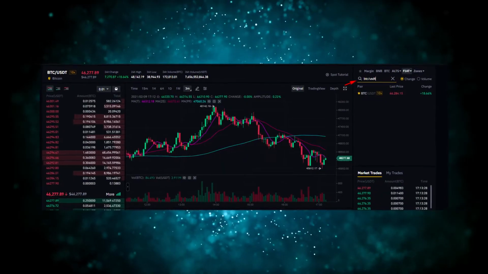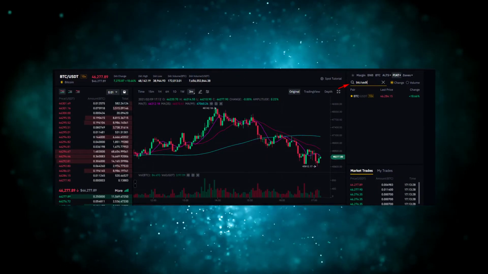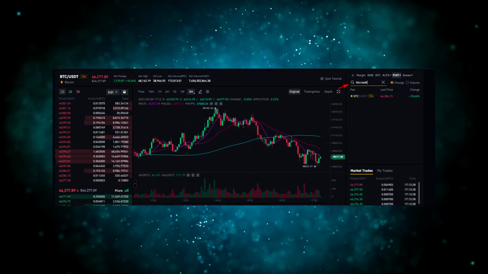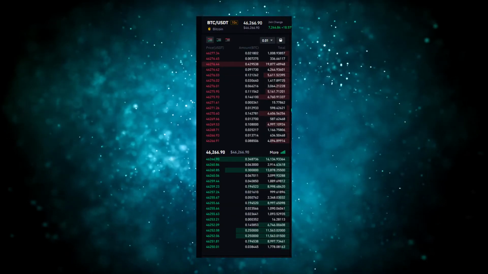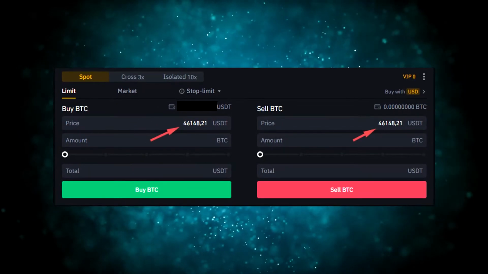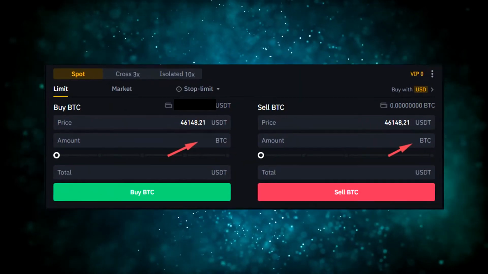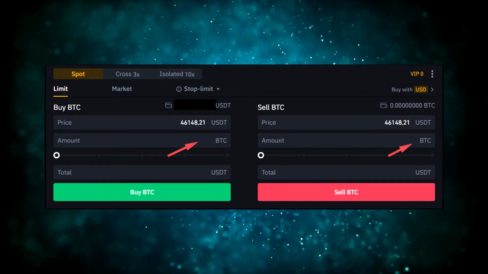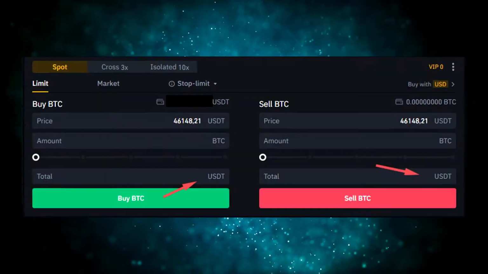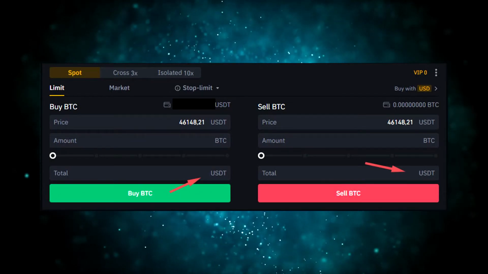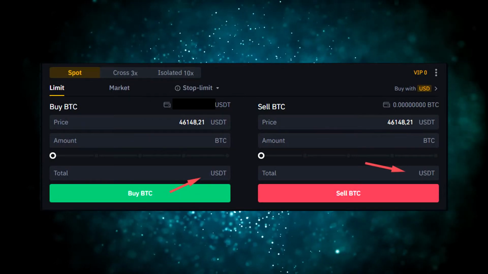Now type in the search any crypto you want. Type BTC USDT, for example. Here you can see buyers and sellers. Type an acceptable price for you to buy or sell. Then choose how much BTC you want to buy or sell. Or enter the total amount of USDT you want to spend for the trade.